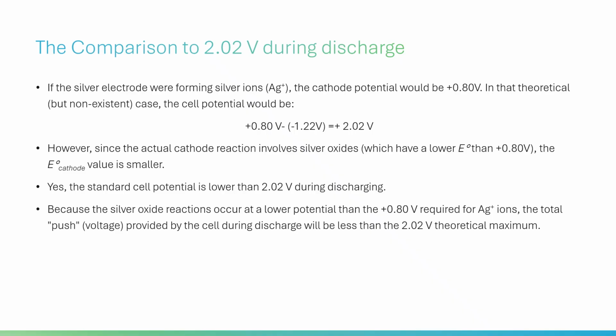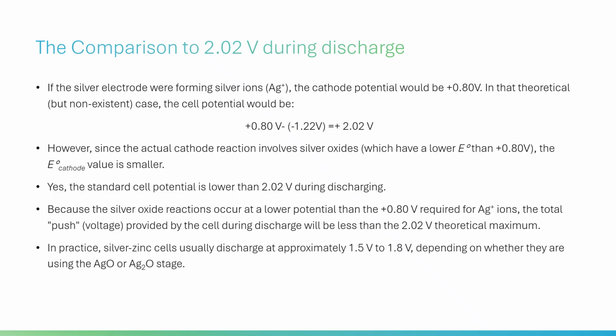Because the silver oxide reactions occur at a lower potential than the +0.80 V required for Ag+ ions, the total push voltage provided by the cell during discharge will be less than the 2.02 V theoretical maximum. In practice, silver-zinc cells usually discharge at approximately 1.5 V to 1.8 V, depending on whether they are using the AgO or Ag2O stage.